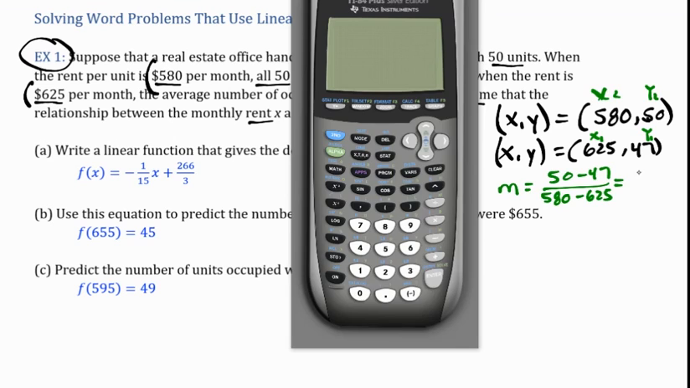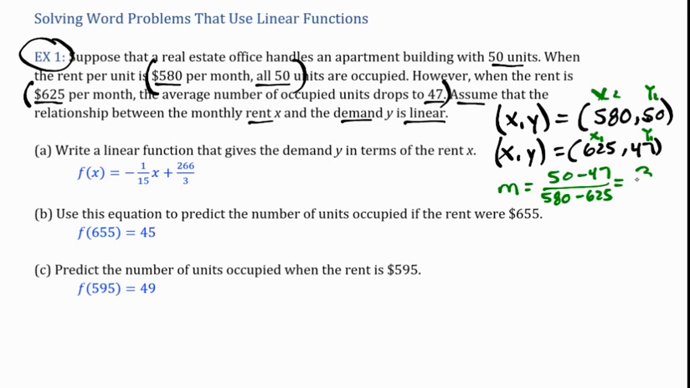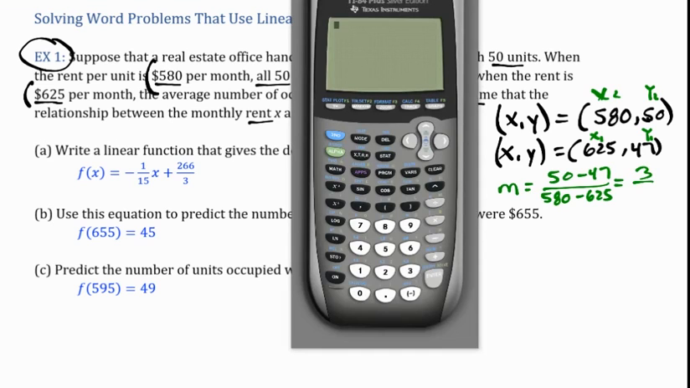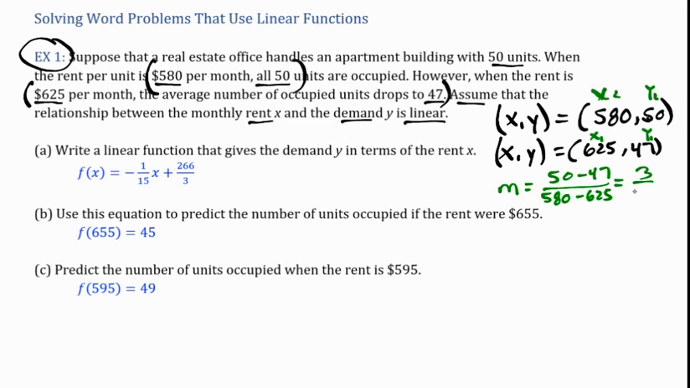And 50 minus 47 is 3 for the numerator. But for the denominator, we have 580 minus 625. That gives us negative 45. And this reduces to negative 1 over 15. So that's our slope value.